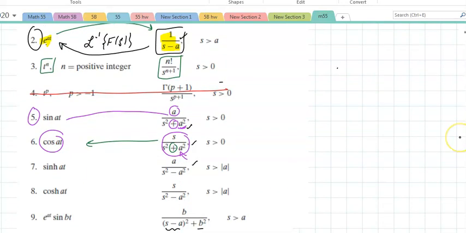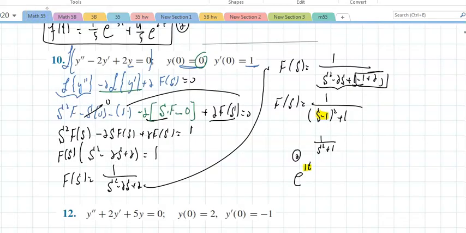The top is a number, right? If the top is a number, it has to be a sine. If the top is an s, it has to be a cosine. By 5, that's going to be the sine of 1t.